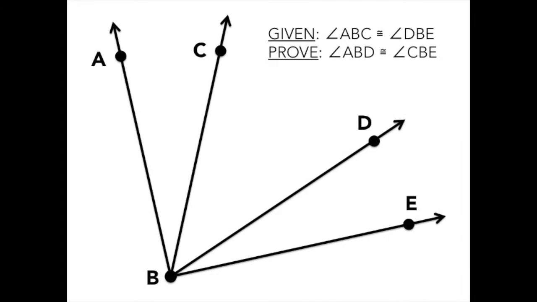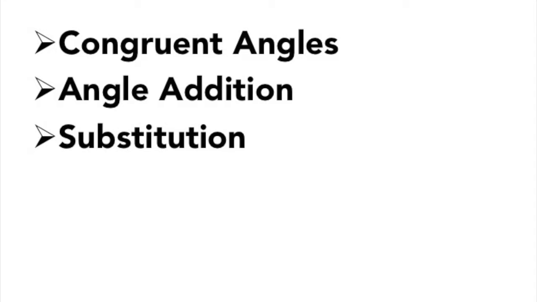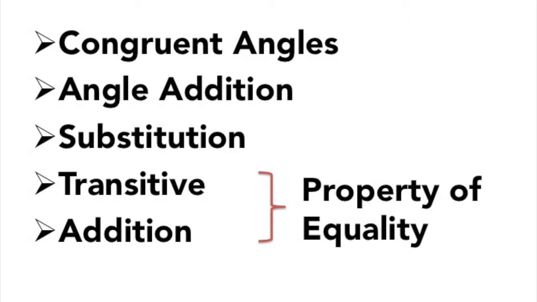We're given the information that angle ABC is congruent to angle DBE. We must prove that angles ABD and CBE are congruent. The concepts needed in this topic include congruent angles, angle addition, substitution, transitive and addition property of equality.